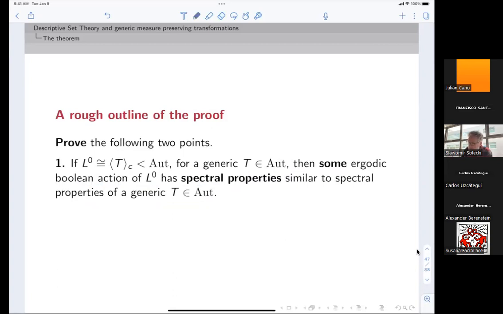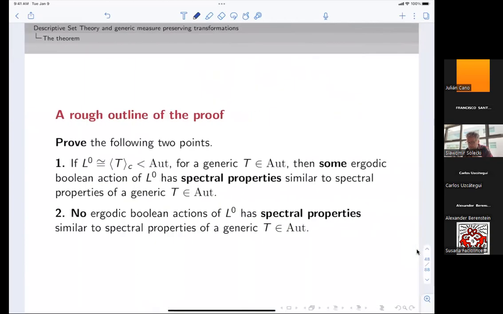So there will be some action with certain special properties if this were L0 for a generic T. And on the other hand, one shows that there is no generic Boolean action of L0 with such spectral properties. So this is an outright theorem that there are no measure preserving actions of L0 that would have certain specific spectral properties. This is an outright theorem, and then this clashes with this conditional statement under this assumption.